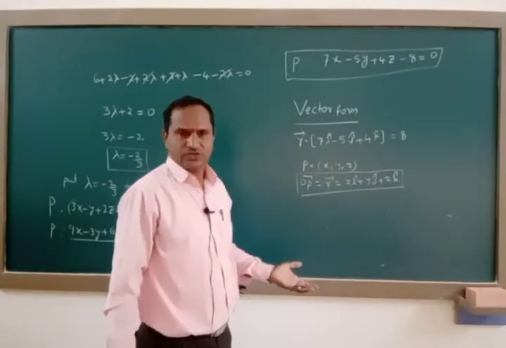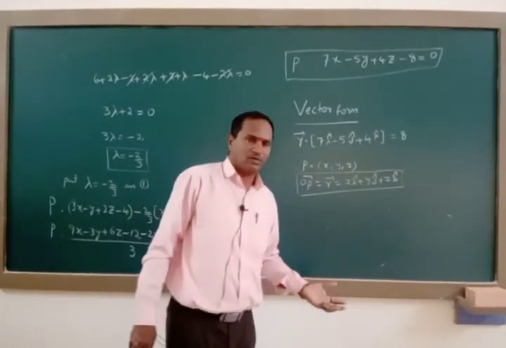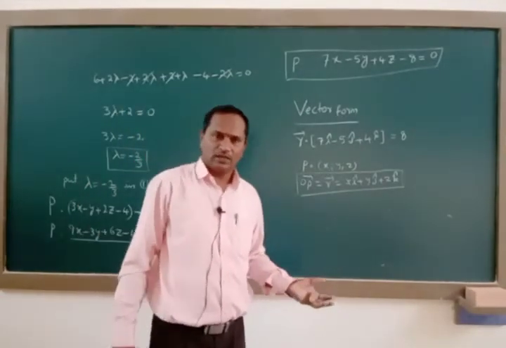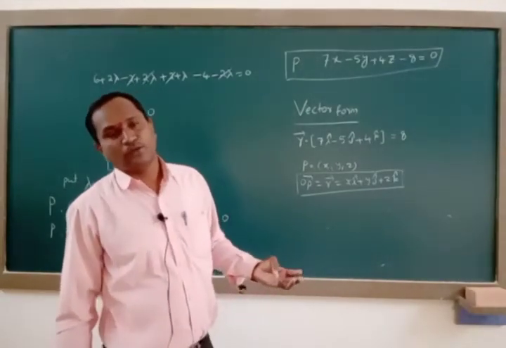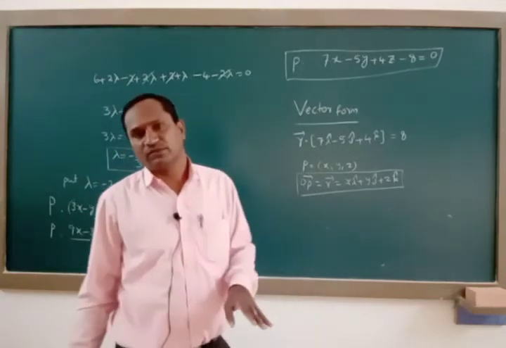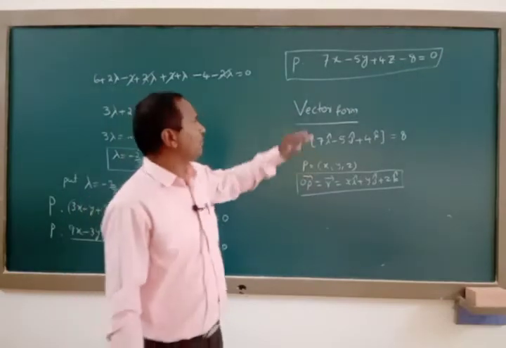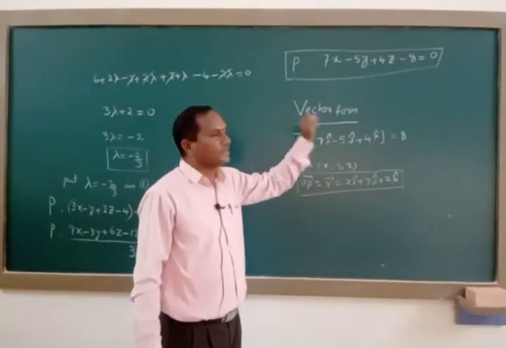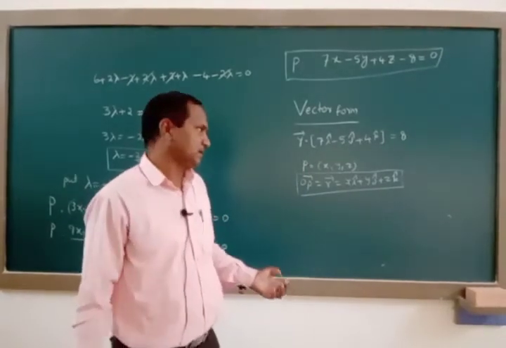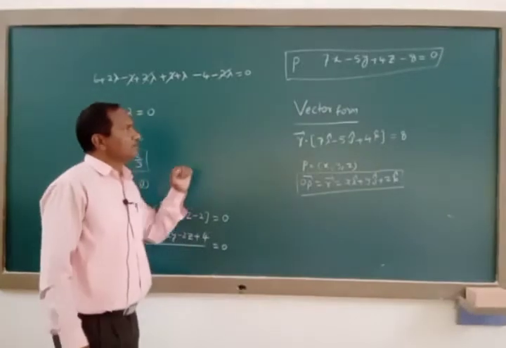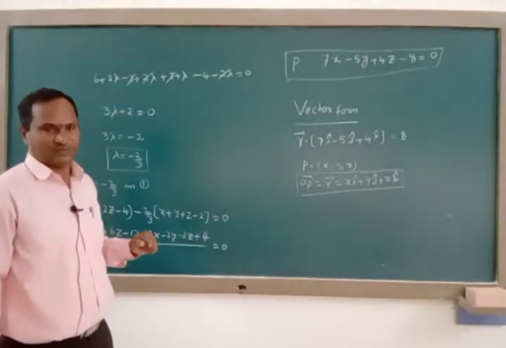If they ask in the question to find the vector form of the equation of a plane which is passing through the point of intersection of two planes and a point in vector form, after completion of the Cartesian form, try to convert this into vector form finally. In this question they did not ask, but I did two forms, Cartesian form and vector form also.